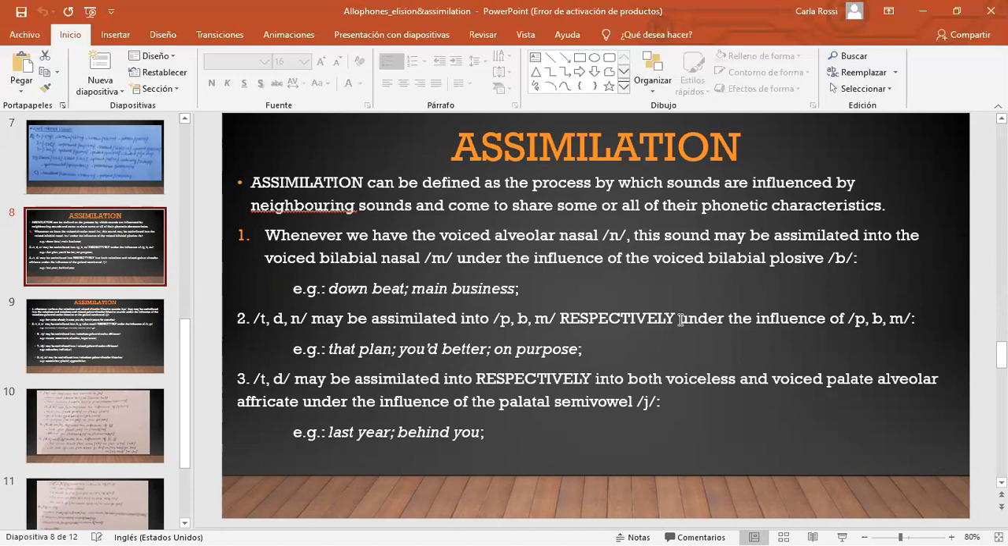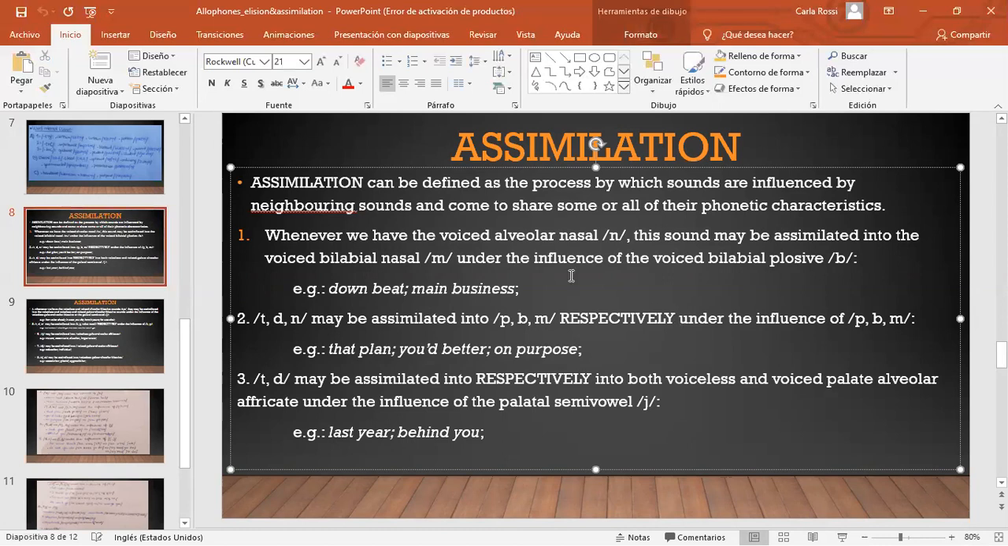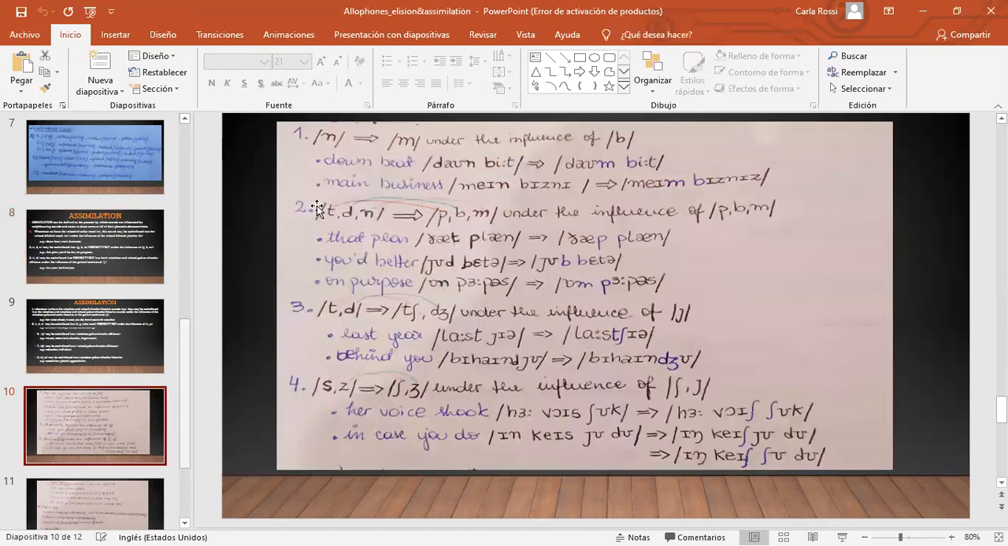Yeah. It means that the first sound is assimilated into the first sound, the second with the second, the third with the third. Not any of the three assimilated into any of the three and you mix them all? No, that's not the idea. Respectively means that one is assimilated into its corresponding consequent sound into the same list. So if we go to the examples, we have the voiceless alveolar plosive is assimilated.